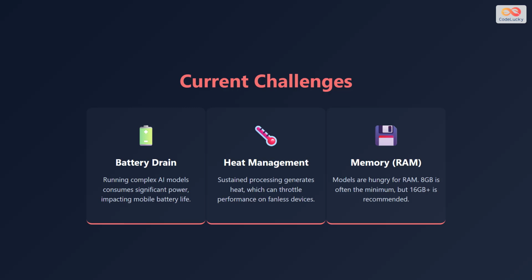It is not all perfect, however. Running artificial intelligence locally consumes a lot of power, which can drain your battery quickly. It also generates heat. Furthermore, these models are hungry for random access memory. You will typically need at least 8 to 16 gigabytes of RAM to get good performance.